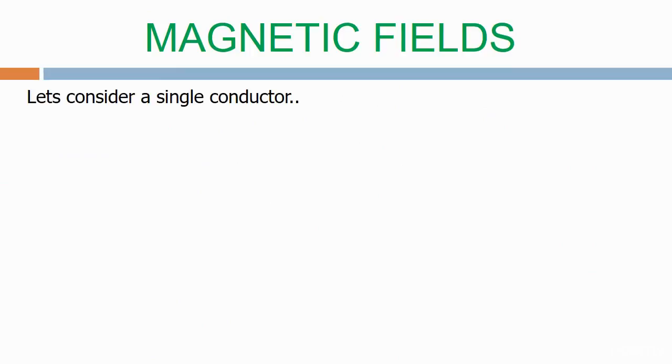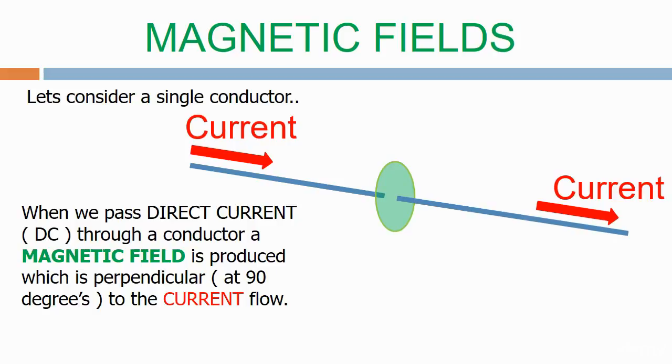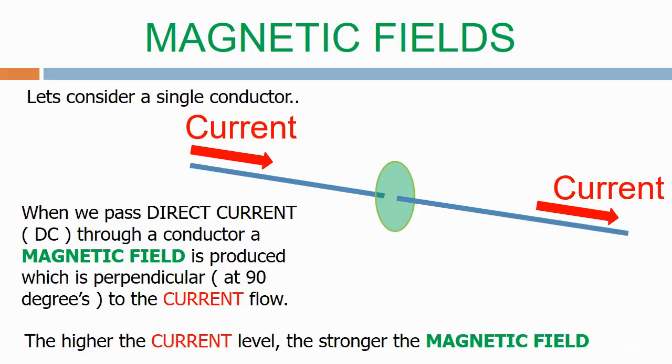Let's consider a single conductor. Here we have a conductor or wire. When we pass direct current or DC through a conductor, a magnetic field is produced, which is perpendicular, i.e. at 90 degrees to the current flow. The higher the current level, the stronger the magnetic field.